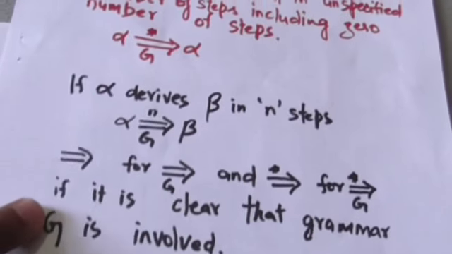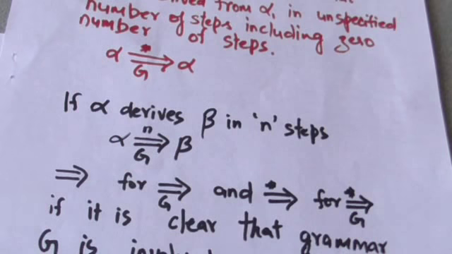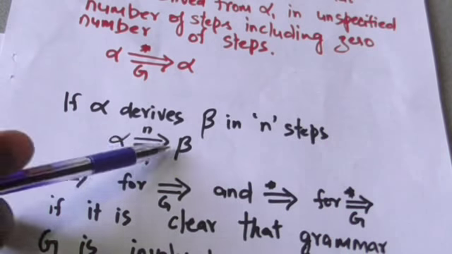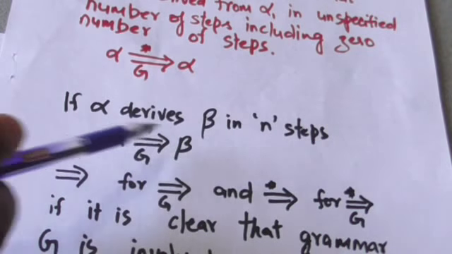Now see, if alpha derives beta in exactly n number of steps, then we can specify it like this, right?